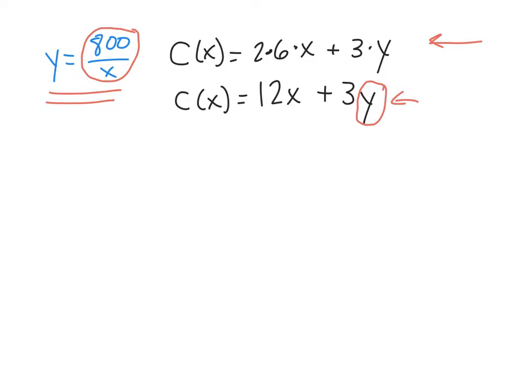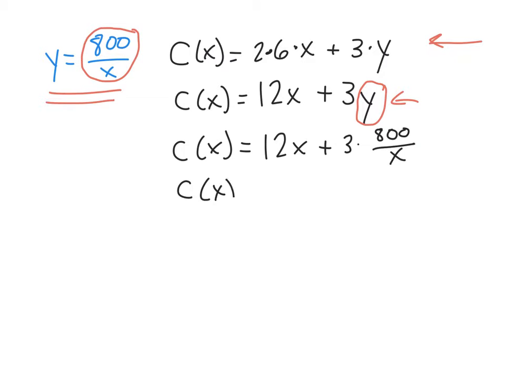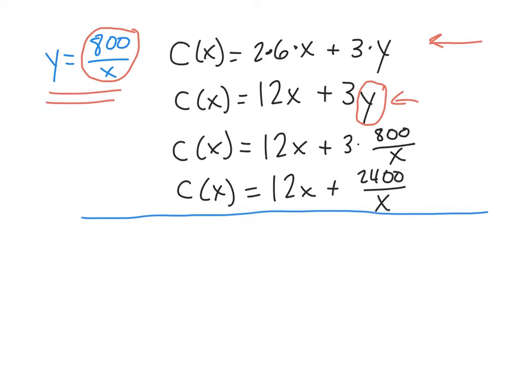And that will give me another version of the cost function. It's still the cost function, but it's just written in a different way. It's going to be 3 times 800 over x. And when we simplify that, we get c of x equals 12x plus 2400 over x. And this is the function that we want to minimize. So we want to find the critical points after we take the derivative.